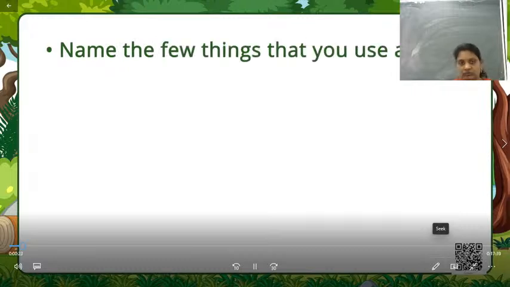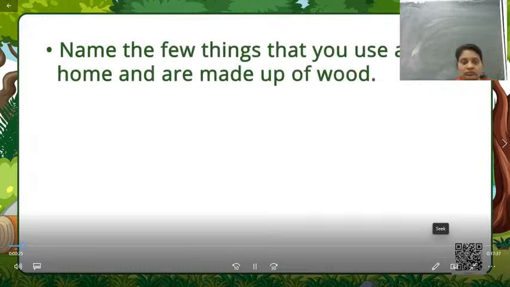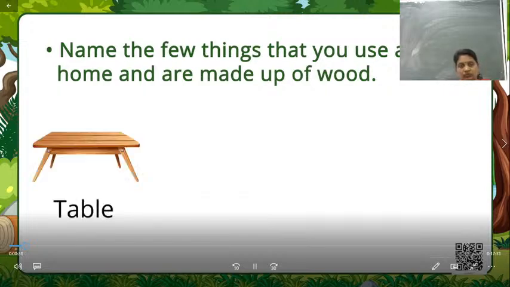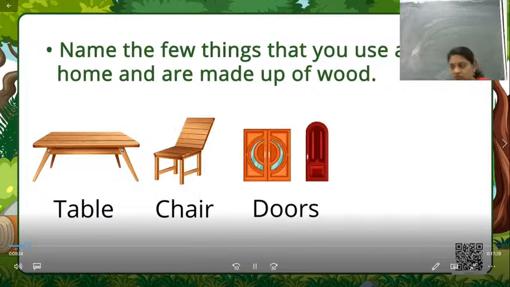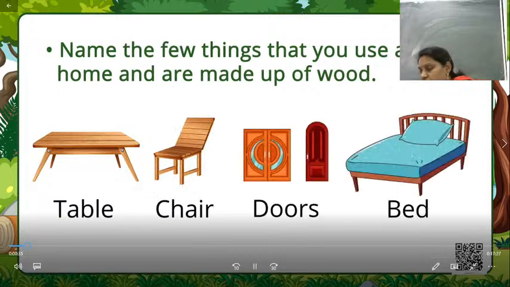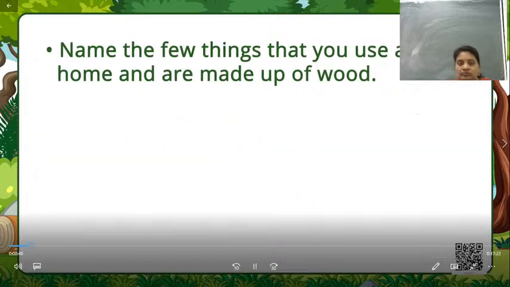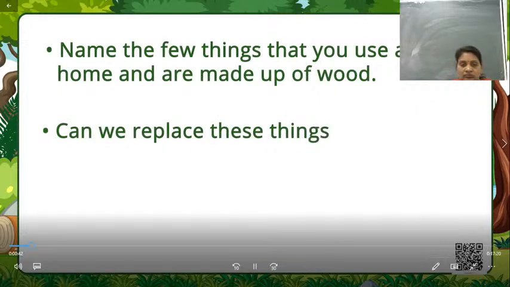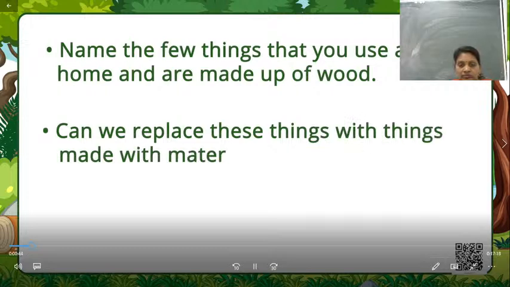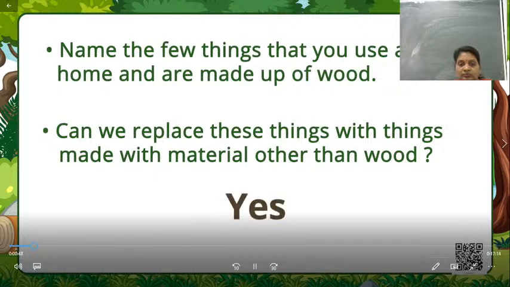Name a few things that you use at your home and are made up of wood. Yes, your answers are right. Table, chair, doors of our houses and the bed on which we sleep are made up of wood. So students, can we replace these things with things made with other material, that is other than wood? Yes, we can, but we use wooden objects.